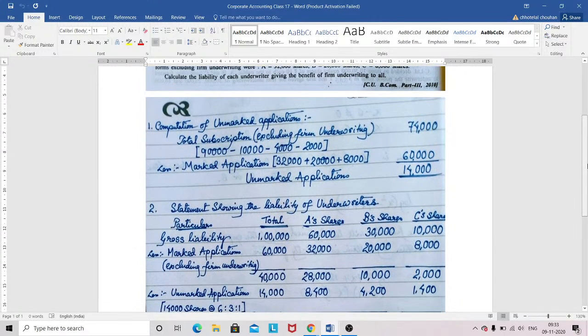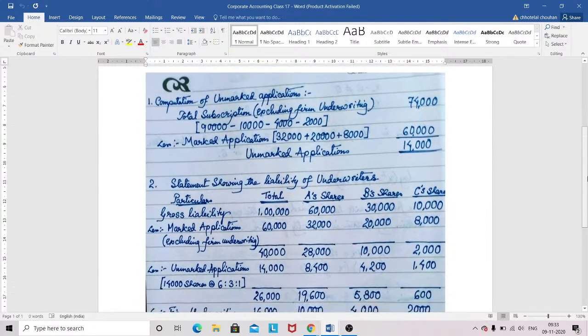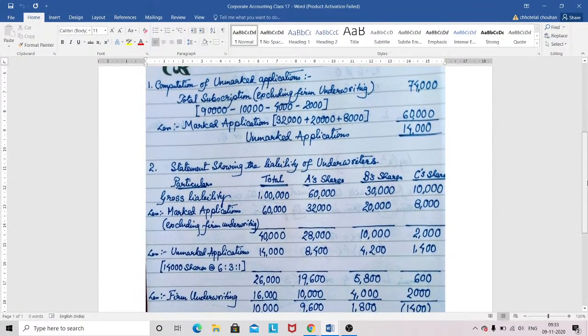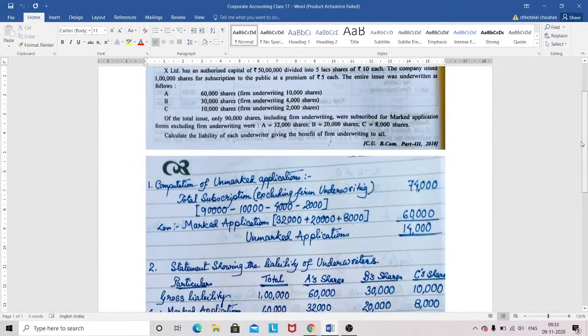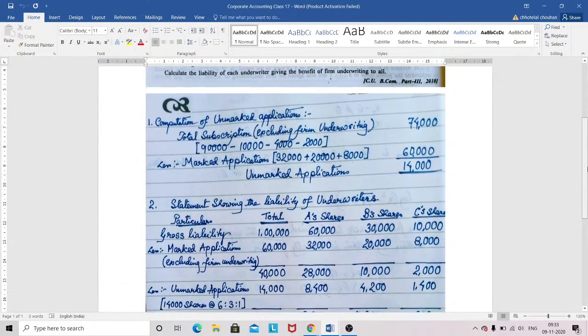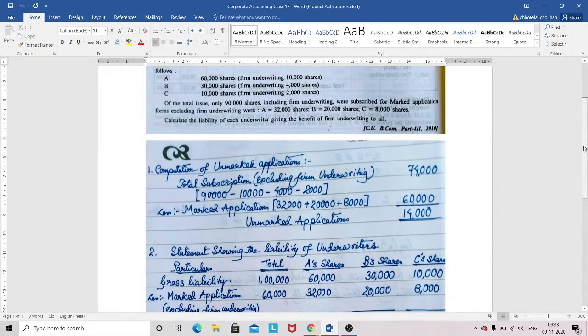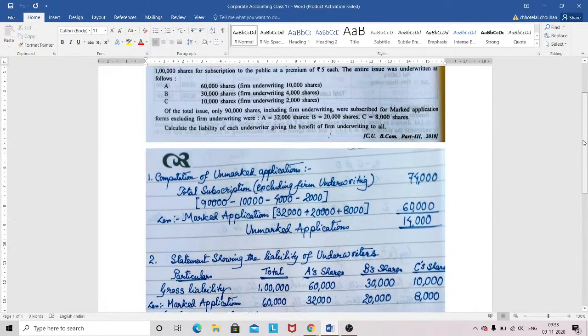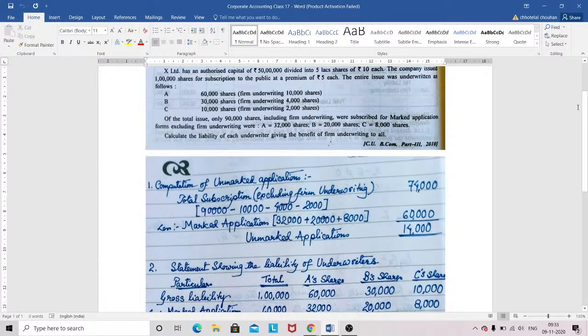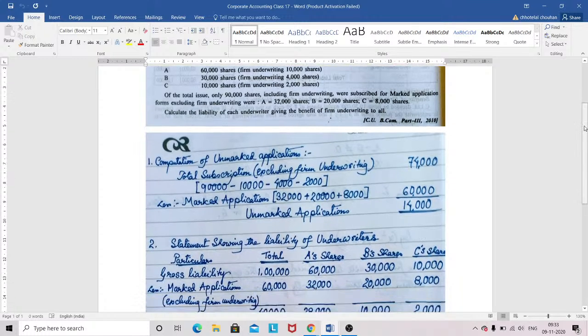The process I mentioned, we normally enter it like that. So first, you need to put the gross liability given 60, 30 and 10, that I've written. 60, 30 and 10, total is 1 lakh. From that you have to deduct the marked application. Marked application is given 32, 20 and 8. Marked application should be excluding firm underwriting.